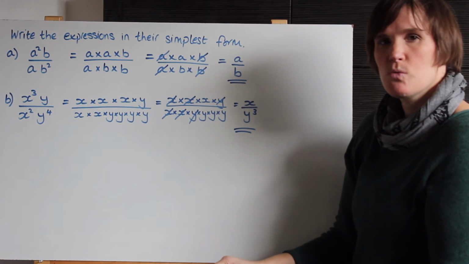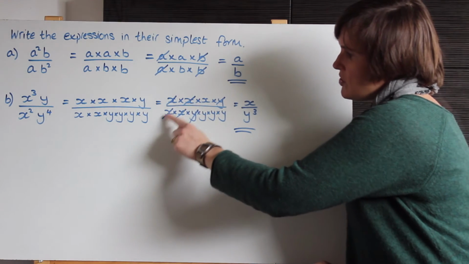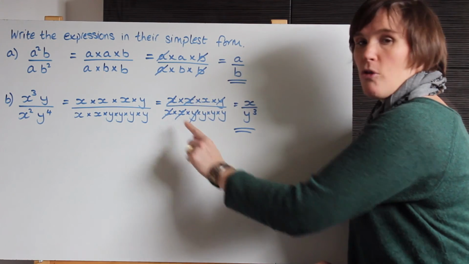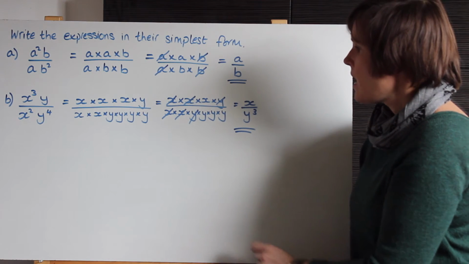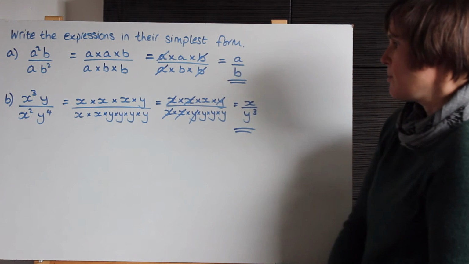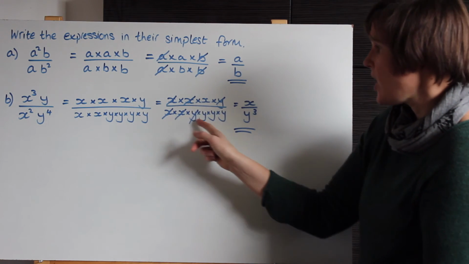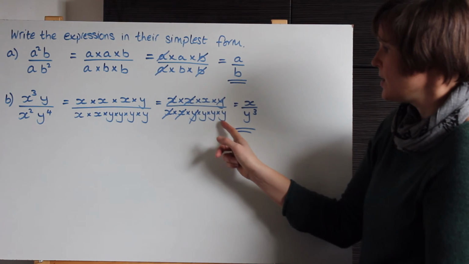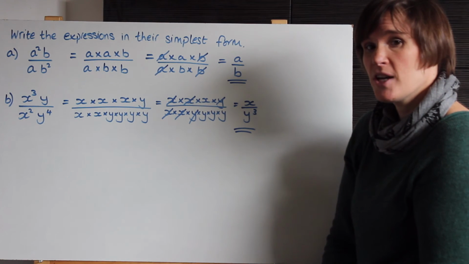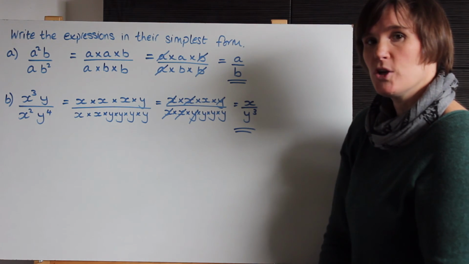So now we look to see what is on the top and on the bottom. Well, we have two lots of x's on the top and on the bottom that we can cancel out, and just one y on the top, so we take one y from the bottom. So that leaves us on the top with x, and on the bottom y times y times y. So our simplified answer is x over y cubed.